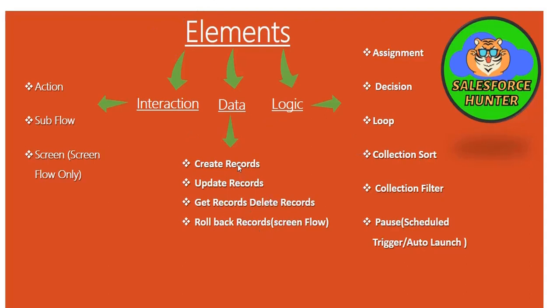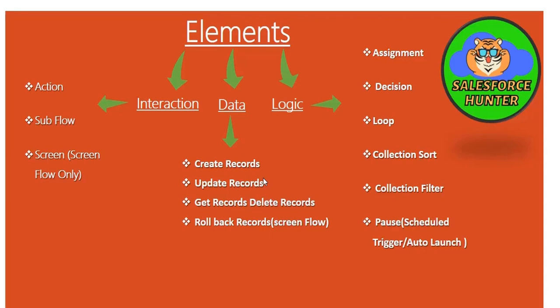Create records, you can understand, is used to create records. Update records is used to update records. Get records is to fetch the records. Delete records is to delete records. And rollback records we will not be discussing here; it will be in a video when we come to the end. Keep in mind that the rollback records element is only available for screen flow.